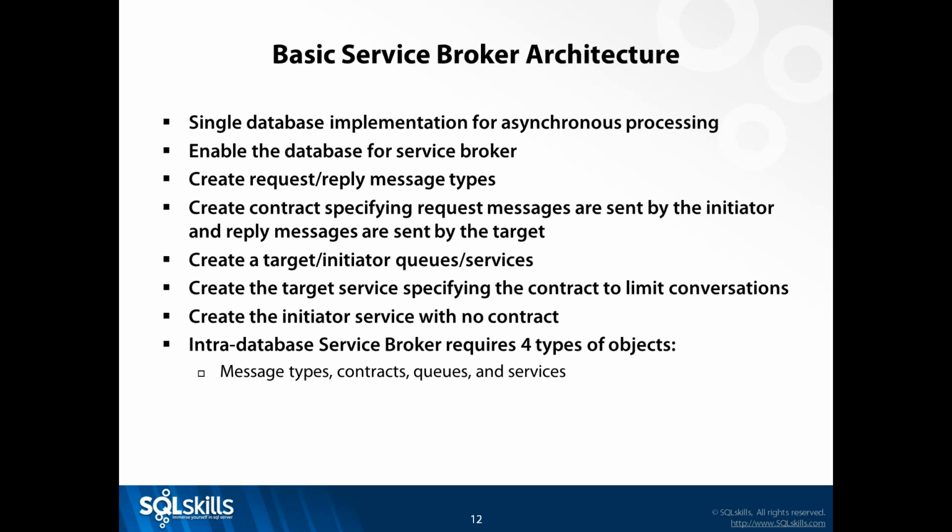So the 4 types of objects that you're going to need to configure for the basic Service Broker architecture are message types that define the messages that are going to be sent, a contract that's going to specify the initiator will send one type of message, the target will send another type, a queue for each of your services, and then your 2 services defined.